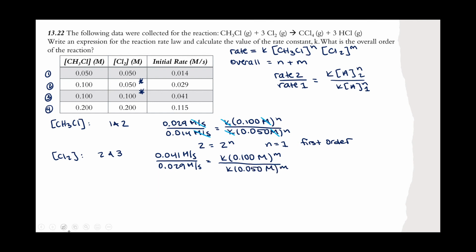Alright, we'll go ahead, cross out like terms, and now we'll simplify both sides of the equation. The left side comes out to be 1.4, and we'll set that equal to, again, 2 raised to the m power. Now this isn't clear what we could raise to get 1.4, so I'm going to go ahead and take the logs of both sides.